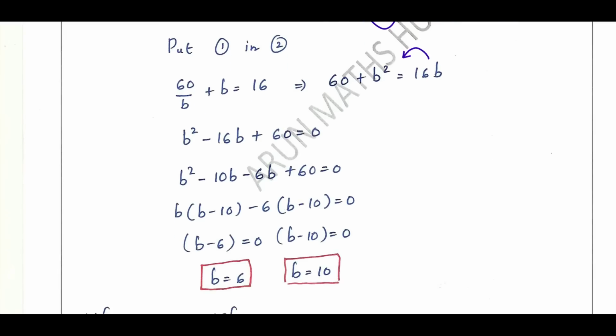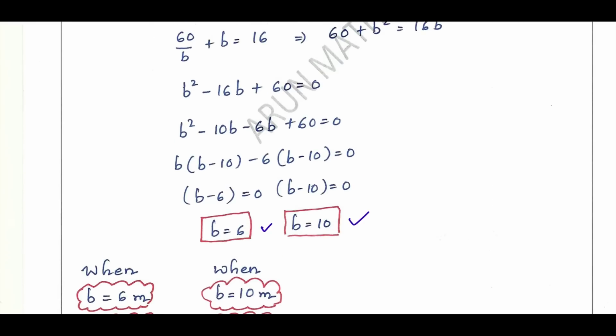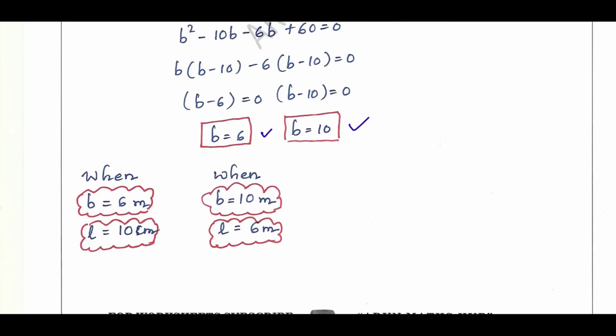By factorizing, we get B equals 6 or B equals 10, or you can use the quadratic formula also. When B equals 6, we get the length as 10 meters. If the breadth is 10 meters, we get the length as 6 meters.